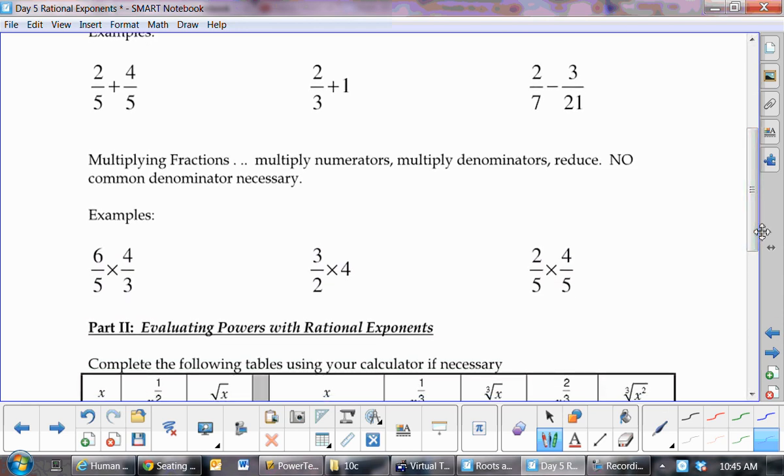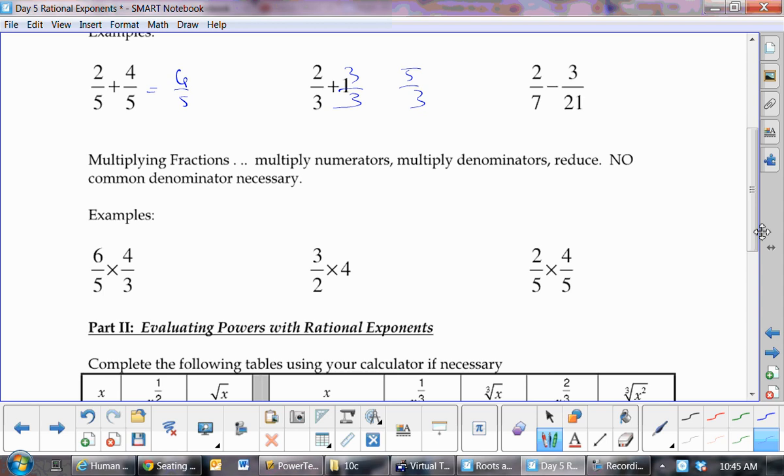Okay? So 4/5 plus 2/5, easy, 6/5. 2/3 plus 1. Now, 1 can be written as a fraction anytime. Now you think, yeah, it could be 1 over 1. Yes, it could be. But we should make it a common denominator. So we will make it 3 over 3. And that is 5 over 3. What do you notice we are not adding? The bottoms, the denominators. Good.